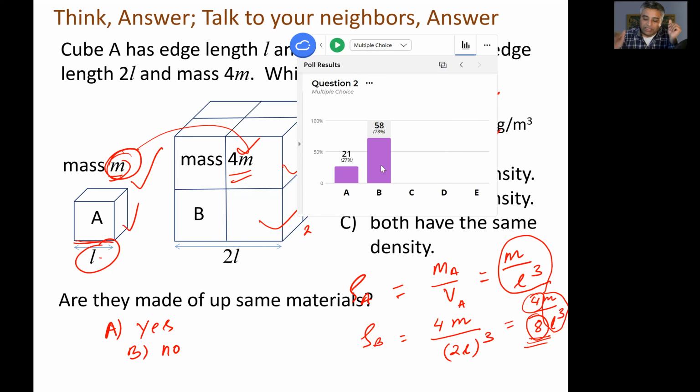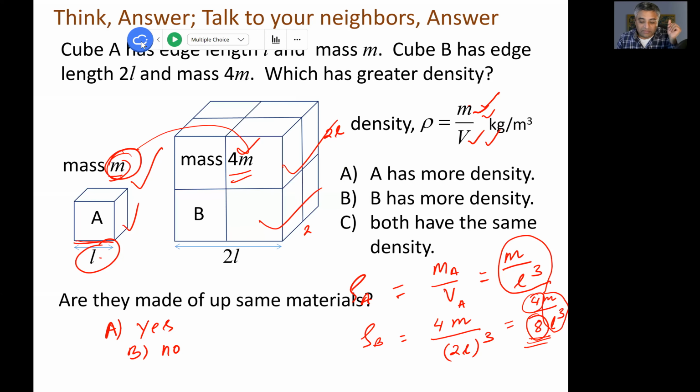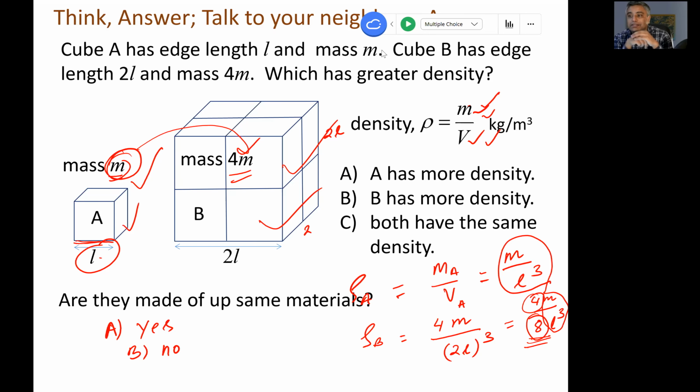So I think I went a little ahead and asked this question without talking about it. Okay, so for this I'm giving credit to everybody. So same density means same material. If they are different density, it means they are not same materials. Okay, so now what happens is density is not just the mass or not just the volume. Okay, it's the combination of both.